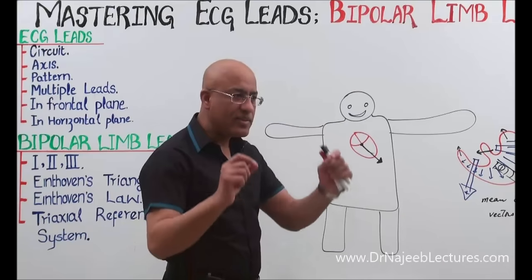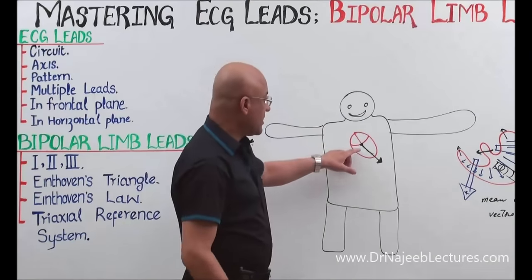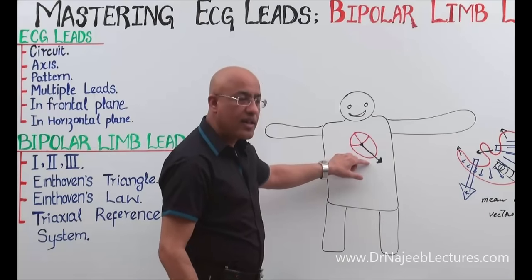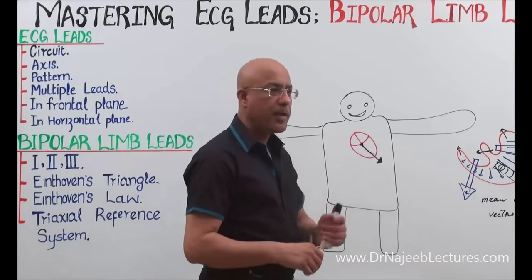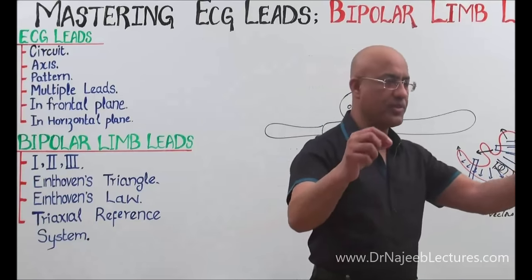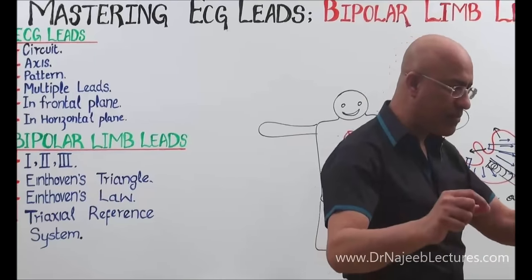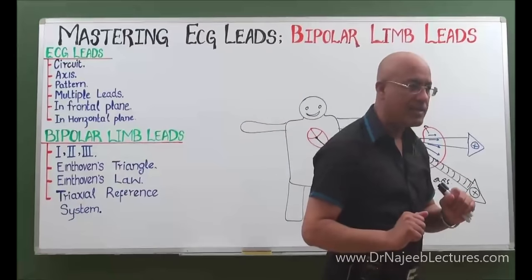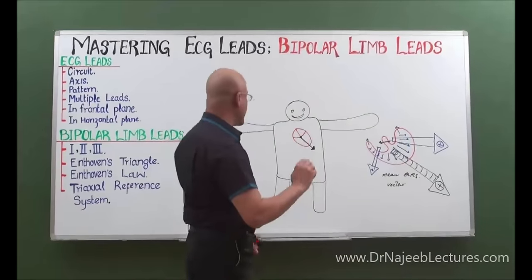Is that right? And this electrical current, which is generated by the electrical activity of the heart, can be picked up from the surface of the body and recorded by the ECG machine. Right? Now, how to record it?